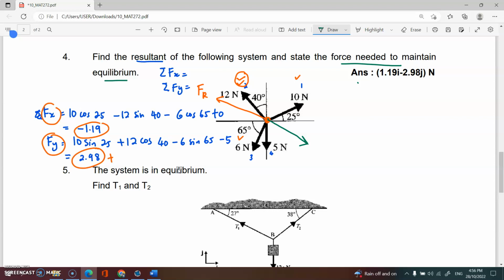So the difference is the positive and negative direction. So we need another force, which is, if this is negative 1.19, so we have 1.19 i, because we want to represent it as a vector, and then we have a positive 2.98, so minus 2.98 j Newton. So this is the force needed to maintain equilibrium. It's the green one.